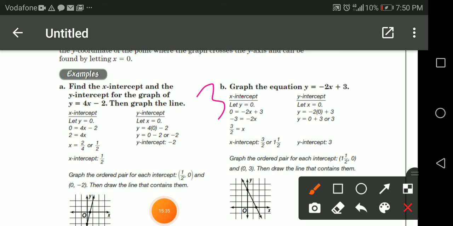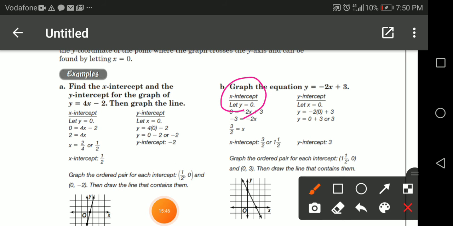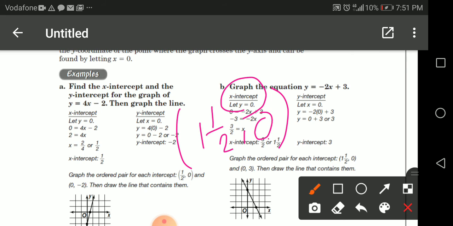Here, 3 over 2 improper is 1.5 as mixed. Okay, so this is for what, my dear students? This is for the x-intercept. It will be 1.5, and remember to put the 0 here for the y-intercept. The first part. The second part will be the same steps.